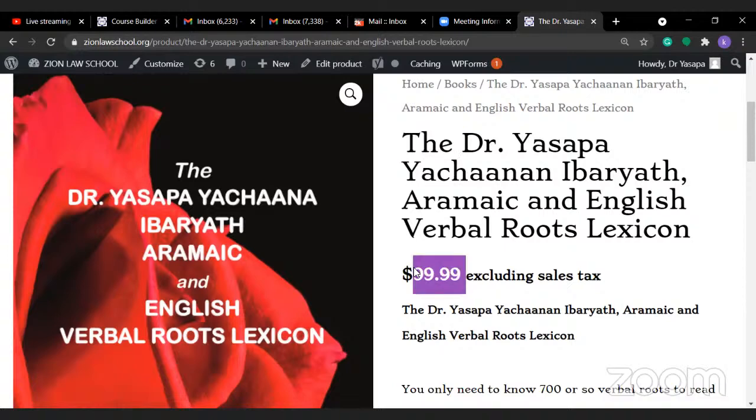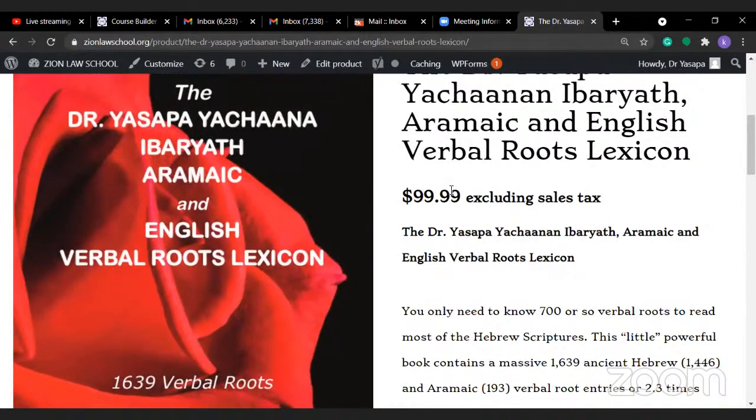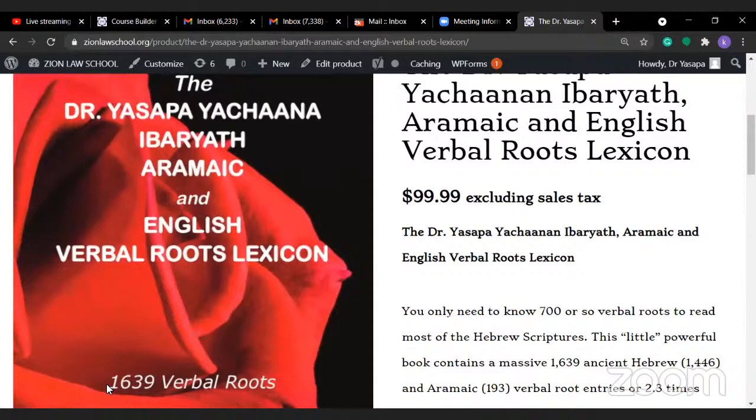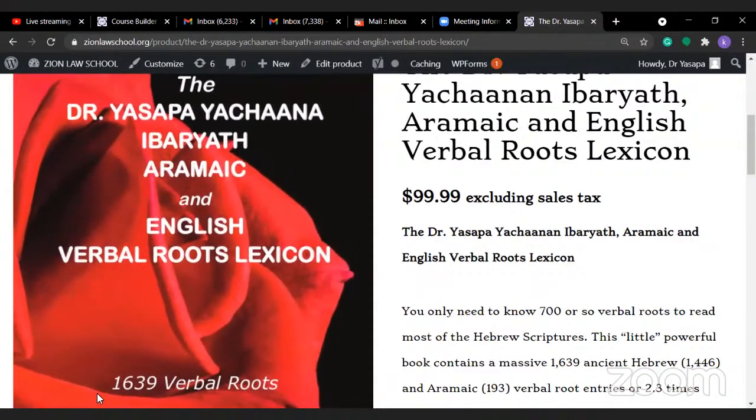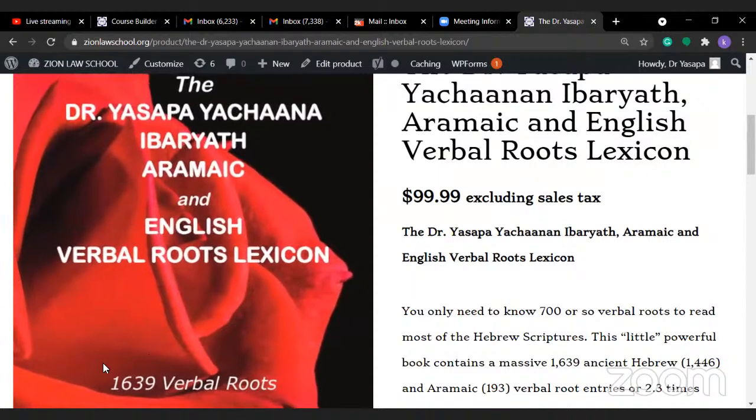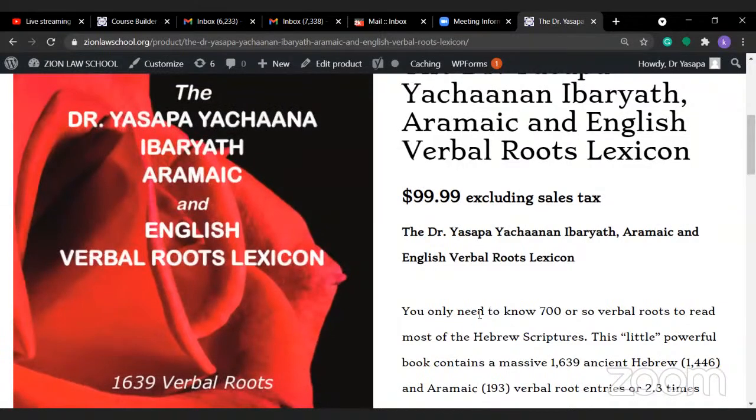Some people say, oh, the price is high, okay? But for what you get in this book, this price is very inexpensive. It has 1,639 verbal roots, okay? This has all of the Ibaryath or Hebrew verbal roots in the Hebrew scripture. It has all of the Aramaic verbal roots that are in the Hebrew scriptures. So it has everything. Every last one of them are in here, okay?